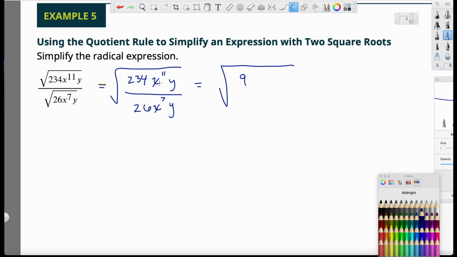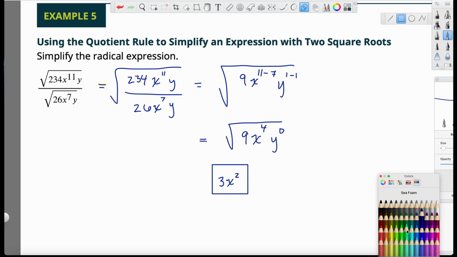And how about I do this? We can use the quotient rule here for our exponents. 11 minus 7, right? That's from last section or so. And then we got 1 minus 1 here. I'm doing a lot of extra steps here, just trying to be completely explicit in my thinking. I'm going to write it all out. So what's the square root of 9? 3. Square root of x to the 4th, x to the 2nd. Remember what happens when we raise something to the 0? It gives us 1. So that's it. There's our final answer.